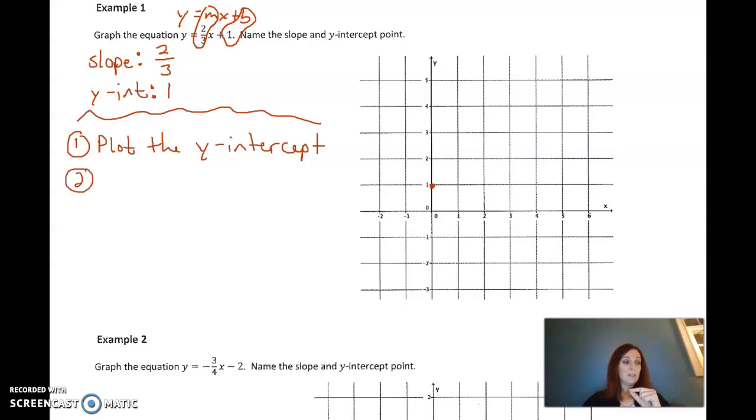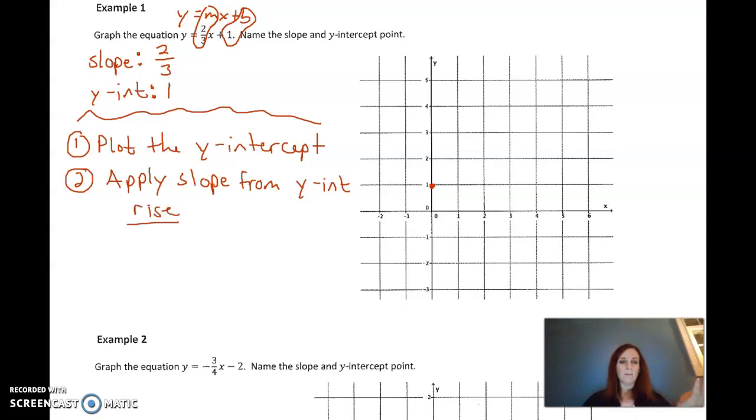Step number 2 says you're going to apply the slope. Now notice I'm using the word apply. A lot of times people think slope is a point on the graph. It's not. It's a number describing the steepness of a line. So that's why we're going to apply that slope from the y-intercept. Okay, we're not going to 0, 0. We're going to apply our slope from the y-intercept. Now, how do we do that?